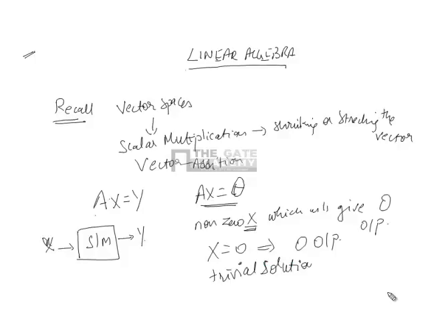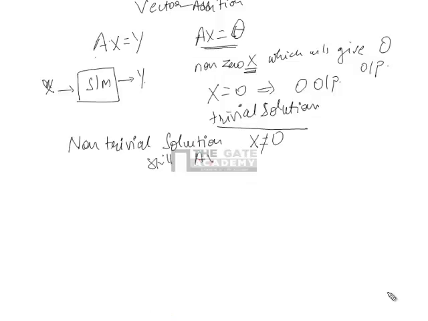Trivial means I know this solution even before solving the problem. If such a problem is given, I know that before solving it. Whereas I am interested in finding the non-trivial solution. Non-trivial solution means what? x not equal to 0, still Ax equal to 0. First we should know whether such a solution exists or not.